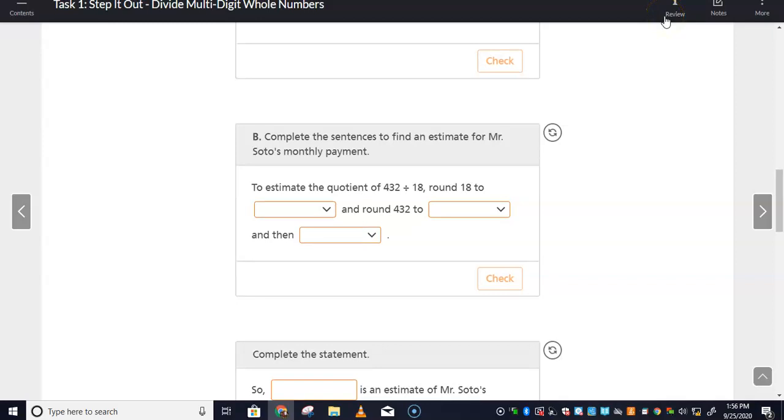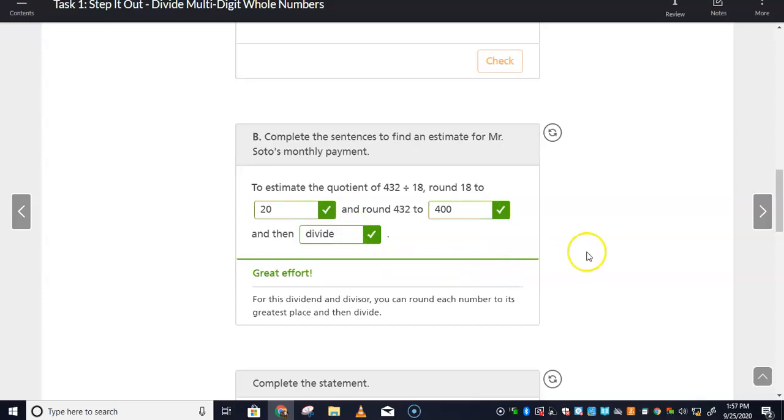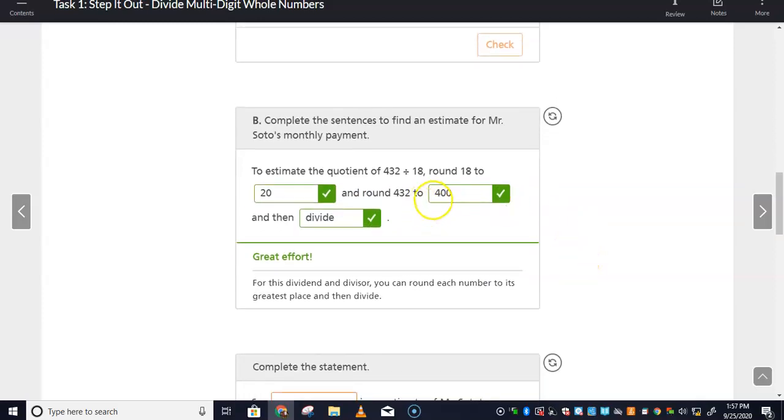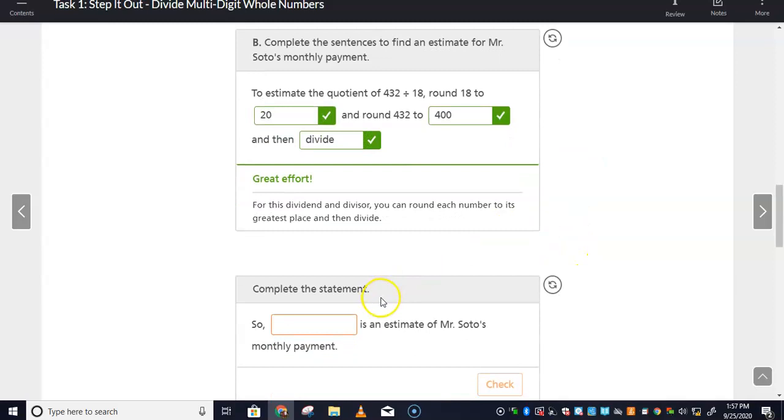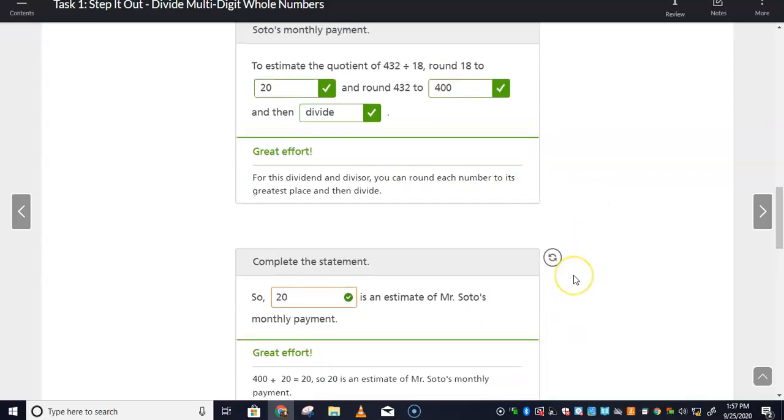Complete the sentences to find the estimate for Mr. Soto's monthly payment. To estimate the quotient of 432 divided by 18, round 18 to 20, because anything with a 0 is easier to work with. We're going to round 432 to 400, and then divide. When we do 400 divided by 20, we're going to get 20. So that is the estimate we're going to have. So we want something, when we actually divide it, around 20.